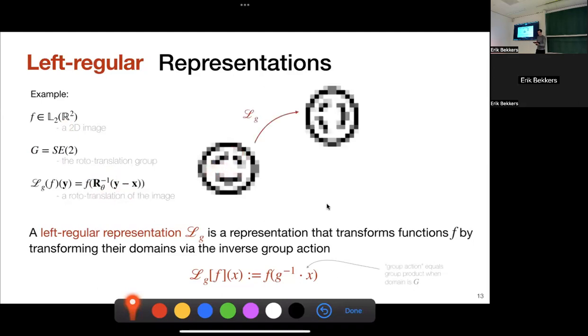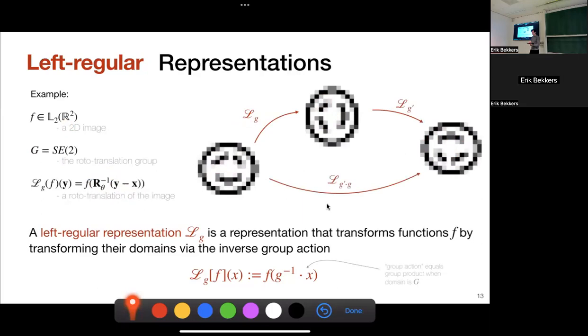That looks like this. If I have an image, I can transform it via the left regular representation, parameterized by some group element, some rotation or translation, which gives me this rotated and translated smiley face. Do it again, gives me this one. And it's a group representation. So I know that there also exists a direct transformation based on the concatenation, or the product, of these g and g prime.